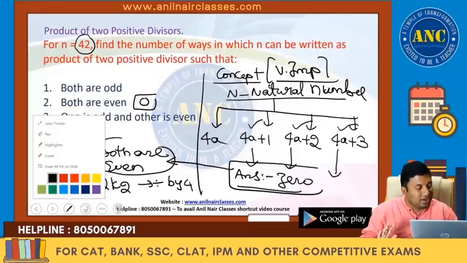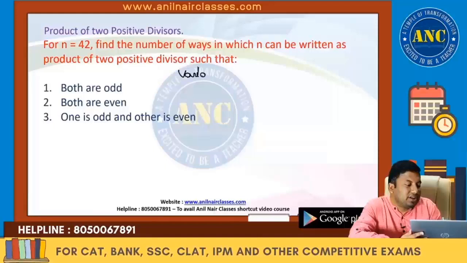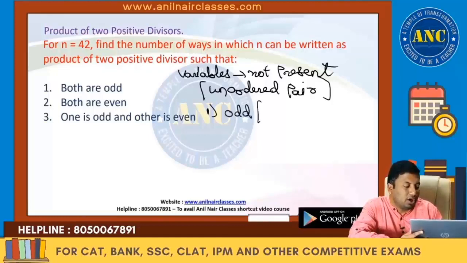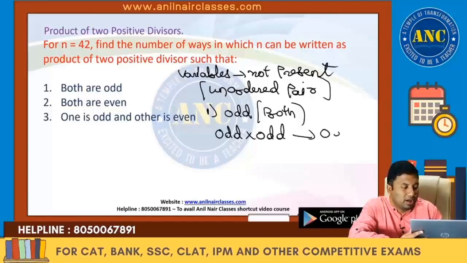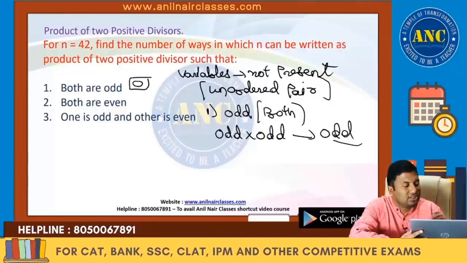Now let us solve the question. This is just an idea. Now, variables are not present in the question. If variables are not present in the question, then it is an unordered pair. First case, both are odd. If both are odd, what is odd into odd? Odd into odd is always an odd number. But the value given in the question is 42. So the first question answer is 0.